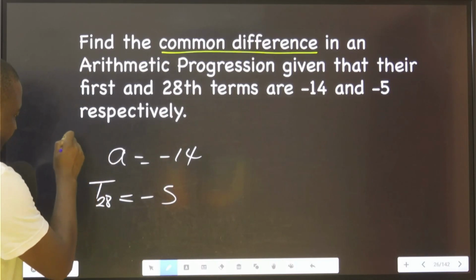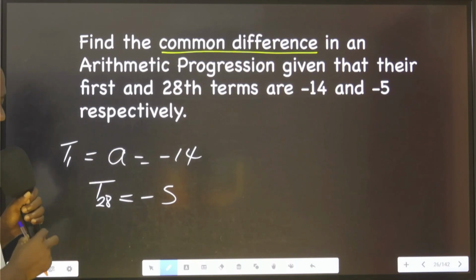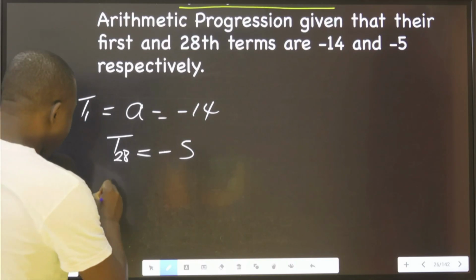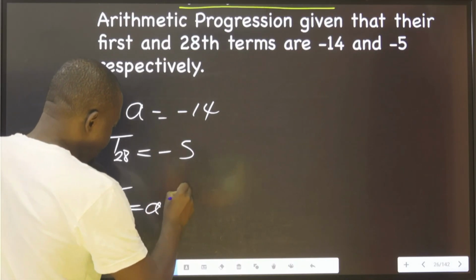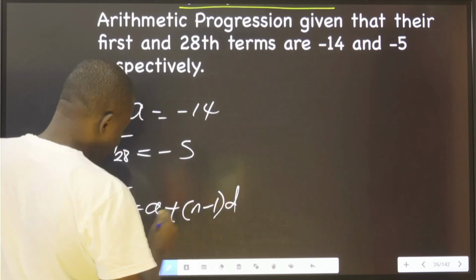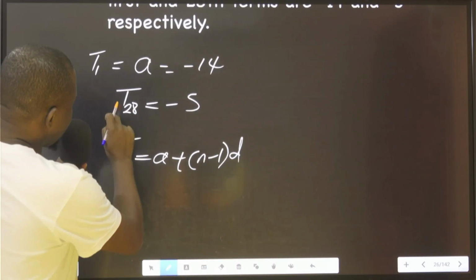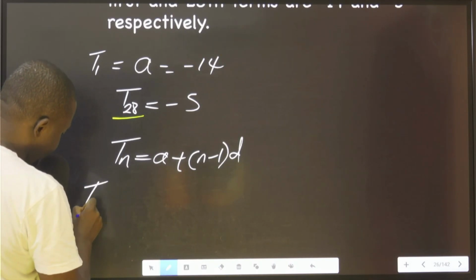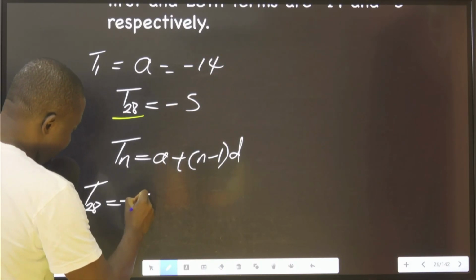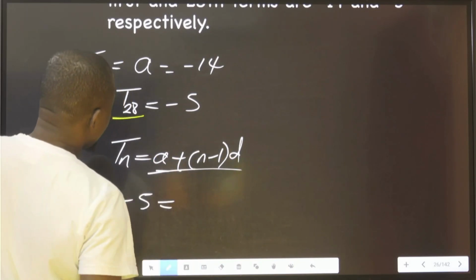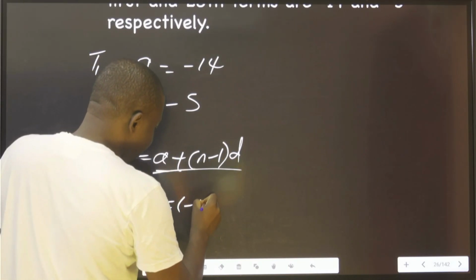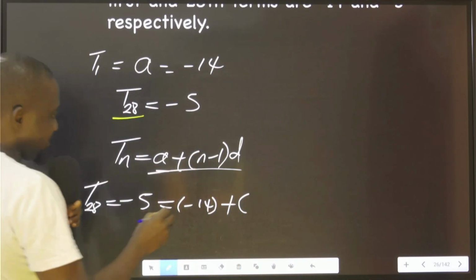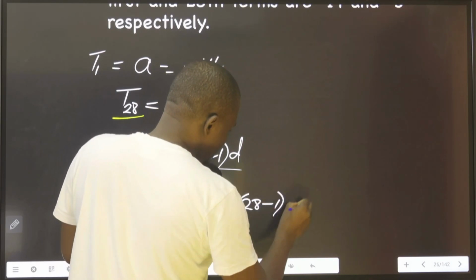Remember, you can also put here T1 is also a. Okay? We are asked to find the common difference. So I'm going to apply this formula. Okay? So let's go for this first. That is the 28th term is equal to minus 5, which is equal to a, which is minus 14 plus n, which is 28, 28 minus 1, d.